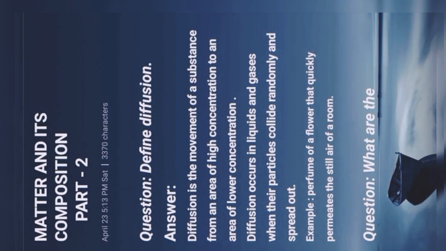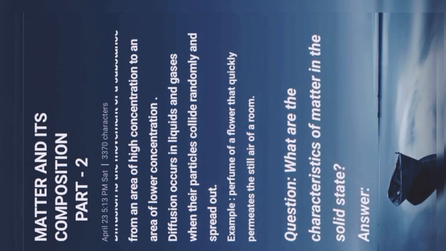Next question, define diffusion. Diffusion is the movement of a substance from an area of higher concentration to an area of lower concentration. Diffusion occurs in liquids and gases when their particles collide randomly and spread out. Example: the perfume of a flower quickly permeates the still air of a room.